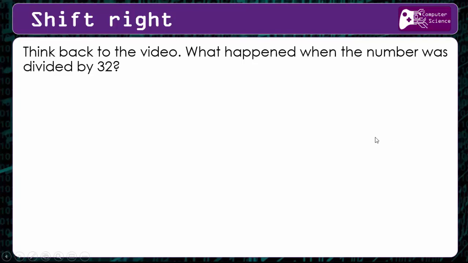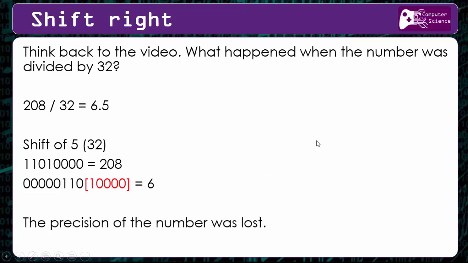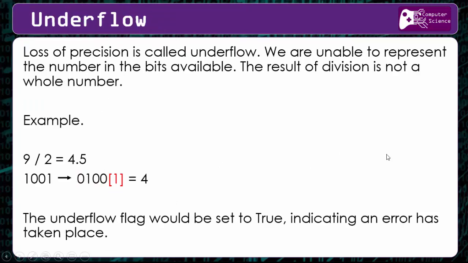Remember though, back on the video, when they tried to divide 208 by 32, mathematically we should get 6.5. However, if we moved it across like they did, we're losing some precision because we've now had to delete one of these ones off the end, which means that our answer only comes to 6. And this is only going to make sense obviously if you've watched that previous video. So we now have said that actually 208 divided by 32 is 6, which isn't entirely correct because it should be 6.5. So what we've done there is we've lost some precision, and that is called underflow. So the loss of precision is called underflow.